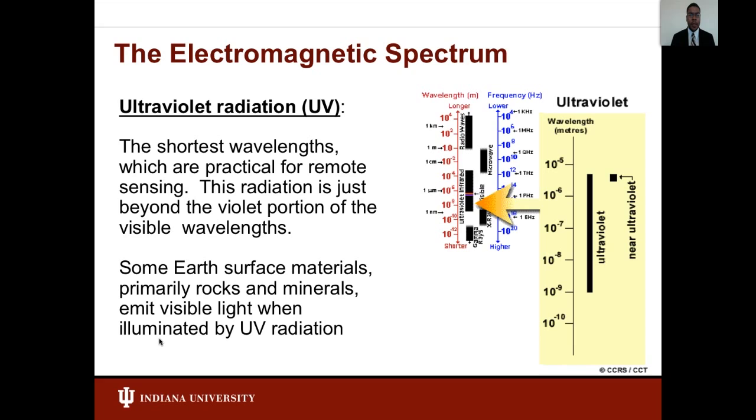For most purposes, the ultraviolet or UV portion of the spectrum has the shortest wavelengths which are practical for remote sensing. This radiation is just beyond the violet portion of the visible wavelength, hence its name. Some Earth's surface materials, primarily rocks and minerals, emit visible light when illuminated by ultraviolet radiation.